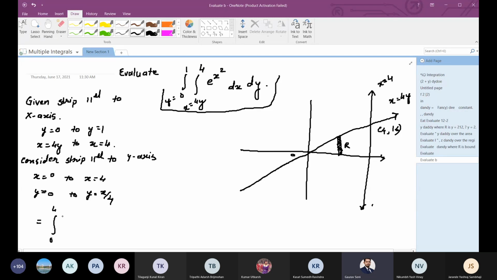Integral 0 to 4, 0 to x by 4, e to the power x square dy dx. As you can see, this e to the power x square becomes constant for the first integration 0 to x by 4. So we'll have integration 0 to 4 e to the power x square, and if you do the integration, you will have y limits from 0 to x by 4, so this will be x by 4 dx. How can we solve this now?